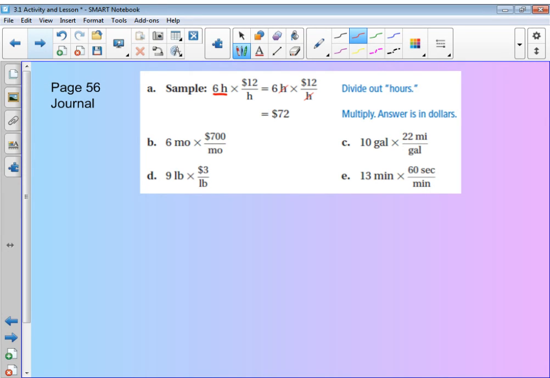A unit rate is a number over 1. And just like with fractions, when we have a whole number, we always write it over 1. When working with unit rates, you can then go through and cross cancel. So I'm going to go ahead and rewrite this down here. This looks like this: 6 hours over 1, because that's our unit rate, times $12 per hour. So that's our 1 hour.